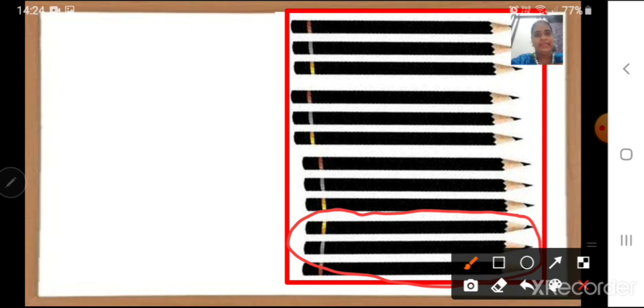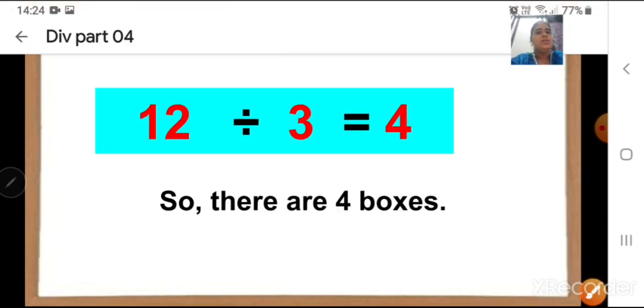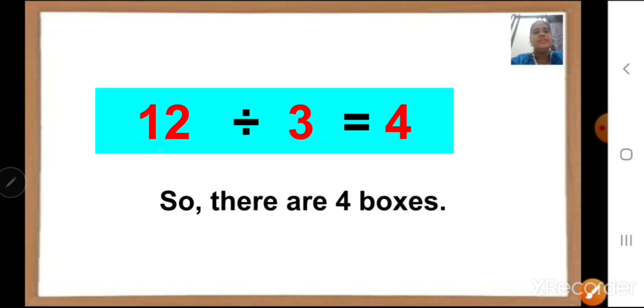So we have to find out how many pencil boxes are required. So what will we do? We are going to divide, right? How will we do it? 12, that is the total number of pencils, divided by 3. Because only 3 can be accommodated in one box. If we divide, we will get 4 boxes. Right, children? Correct? So there are 4 boxes. This is one more scenario.